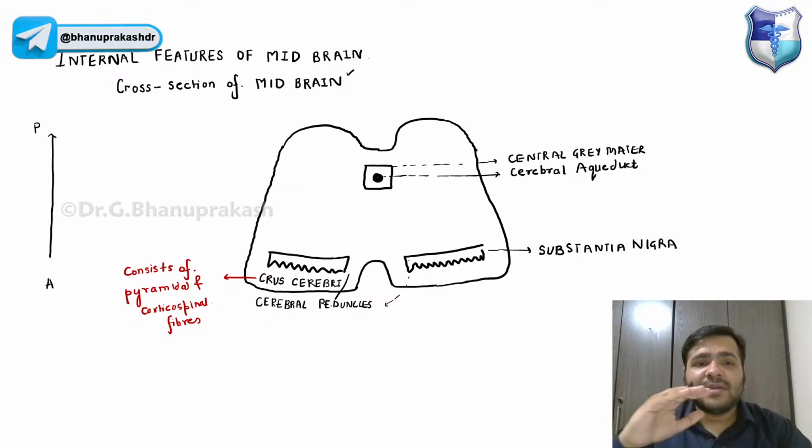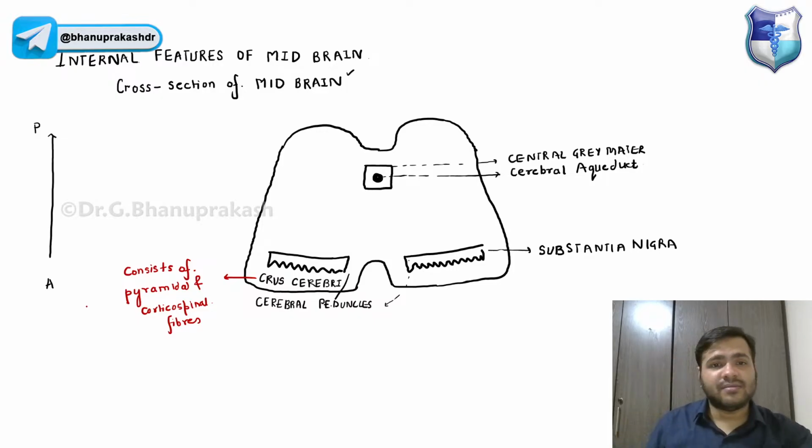Now the entire midbrain is basically divided from anterior to posterior, and at the front you can very well see the two crus cerebri. That is one of the regions, right? The two crus cerebri on both the sides. Let me just write down, or the cerebral peduncles, which you can see, right?